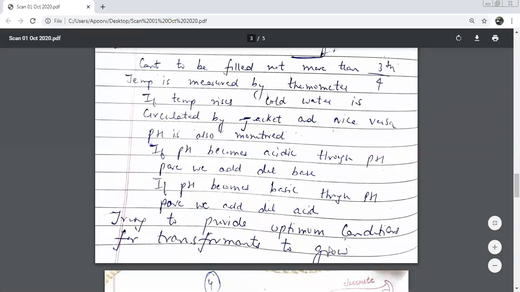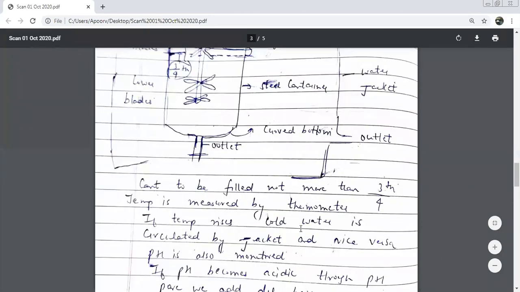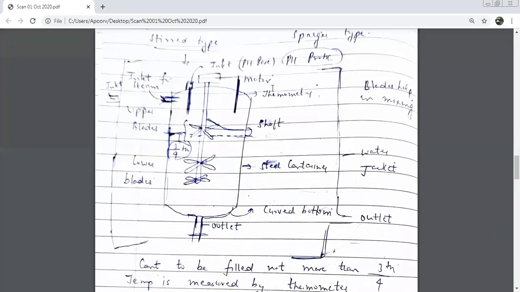Basically, you have to provide optimum conditions for the transformants to grow, suitable conditions of temperature and suitable conditions of pH. See, we have a thermometer. If this says the temperature is going low, you will immediately start circulating boiled water in this water jacket. If it says the temperature is going high, then you start circulating cold water in the jacket. Similarly, if this pH probe tells you the medium has become acidic, then you can introduce a dilute base. And if it tells you the medium has become basic, then you introduce a dilute acid.